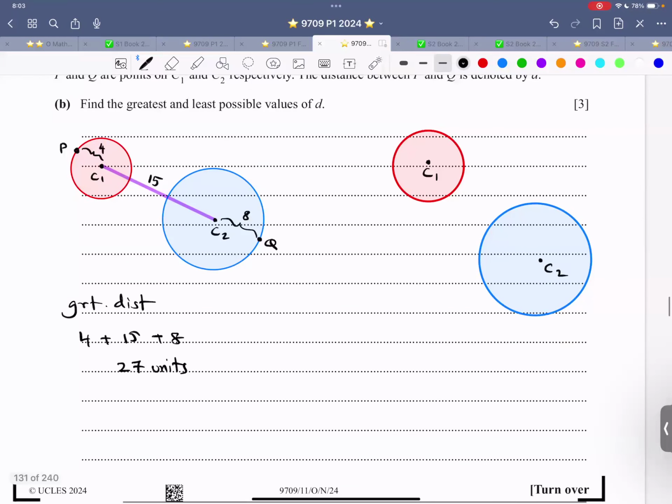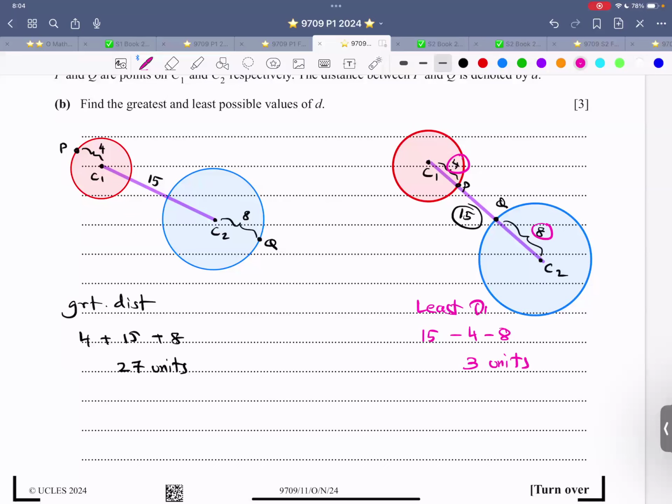Got the idea? Now the other extreme, P is over here and Q is over here. And this is 4. This is 8. And the distance between the centers is again the same thing. So this is 15 units. So now from this 15, subtract this 4, subtract this 8. So 15 minus 4 minus 8, 15 minus 12, this is 3 units. That is the least distance.